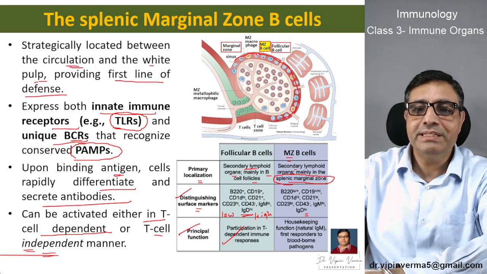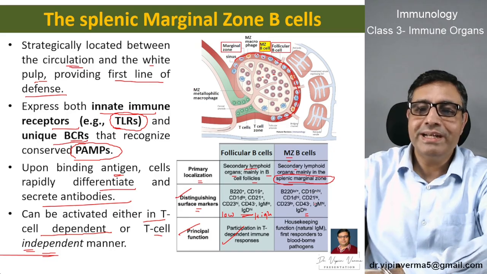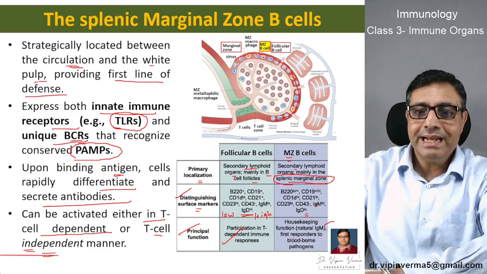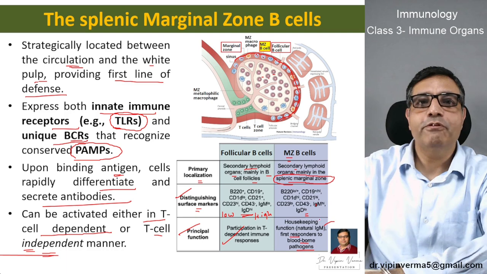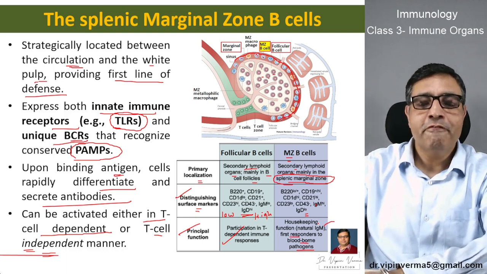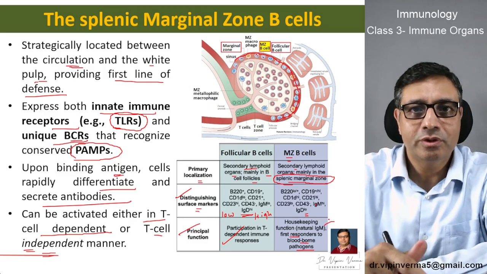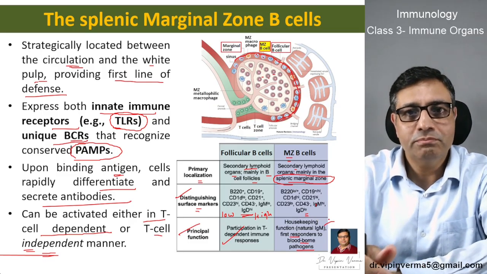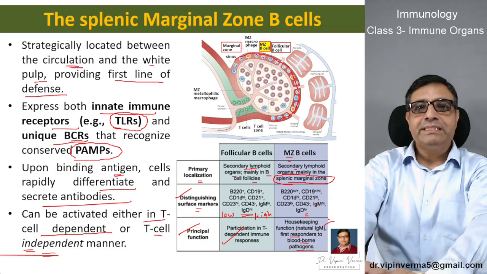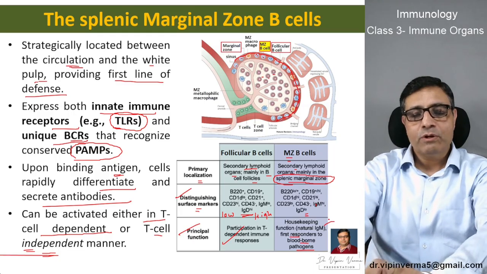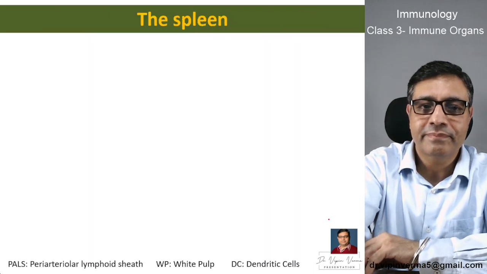In the case of MZ B cells, they have a housekeeping function. They provide natural IgMs, which are present in our blood, and they are the first responders to blood-borne pathogens because they form the first line of defense. The marginal zone lies at the boundary between the red pulp and white pulp. I hope by now you have understood the difference between the marginal zone B cells and the regular B cells.